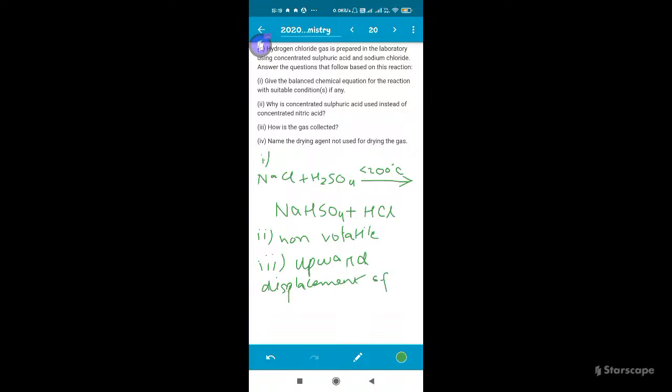You can also say downward delivery. It is moving downwards and the air is moving upwards, so you can also write the answer as downward delivery. Upward displacement of air. Okay.